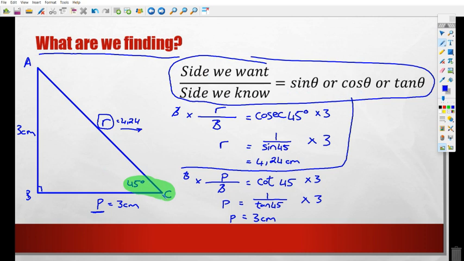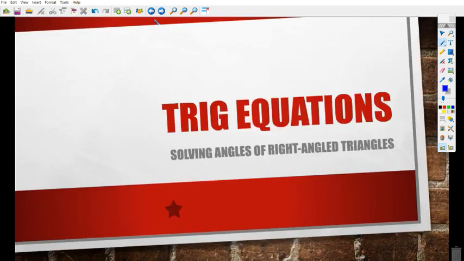Alright, so I hope that makes sense, because we are now going to move on to finding angles of a triangle. So if we're looking for angles of a triangle, how many sides do you think they are going to give us? They're going to give us more than one side. They're going to give us more than one of those sides. So nice and cool.